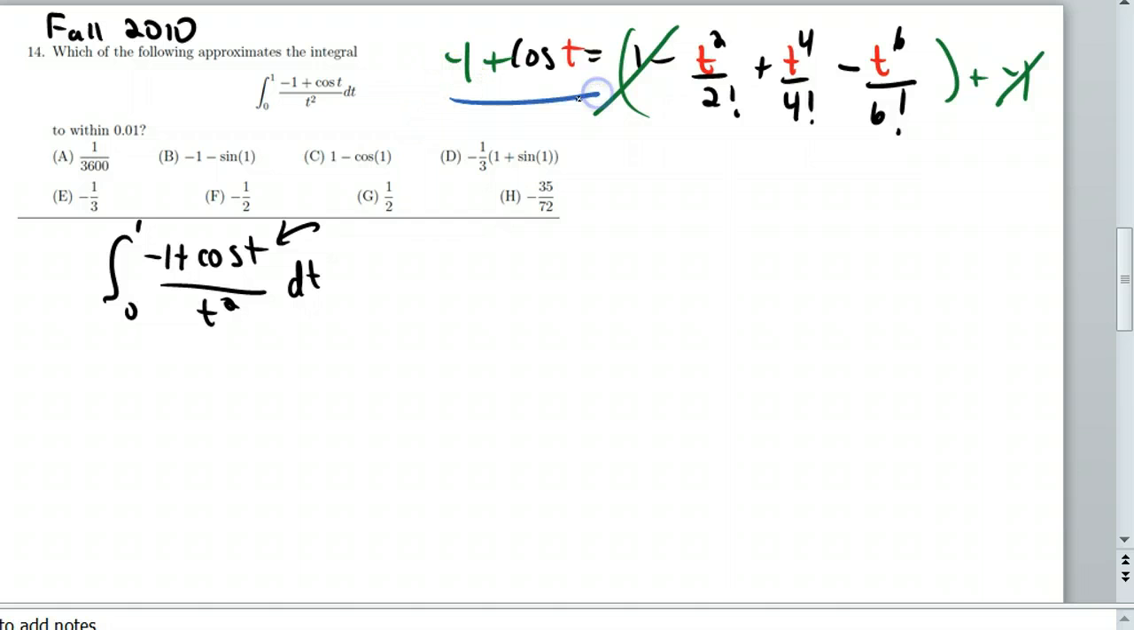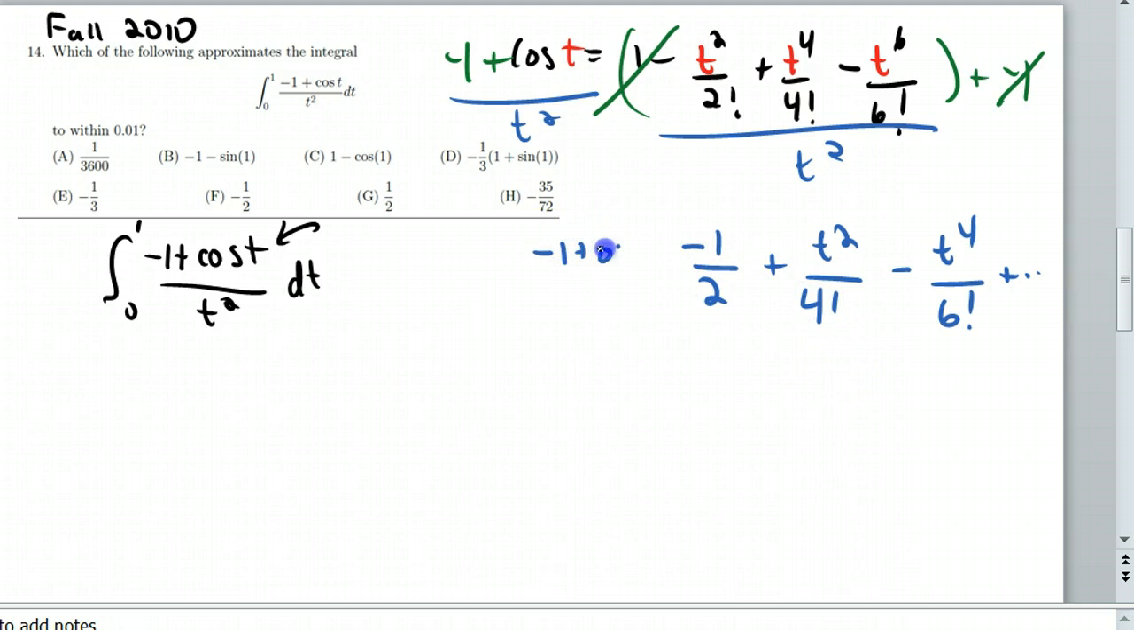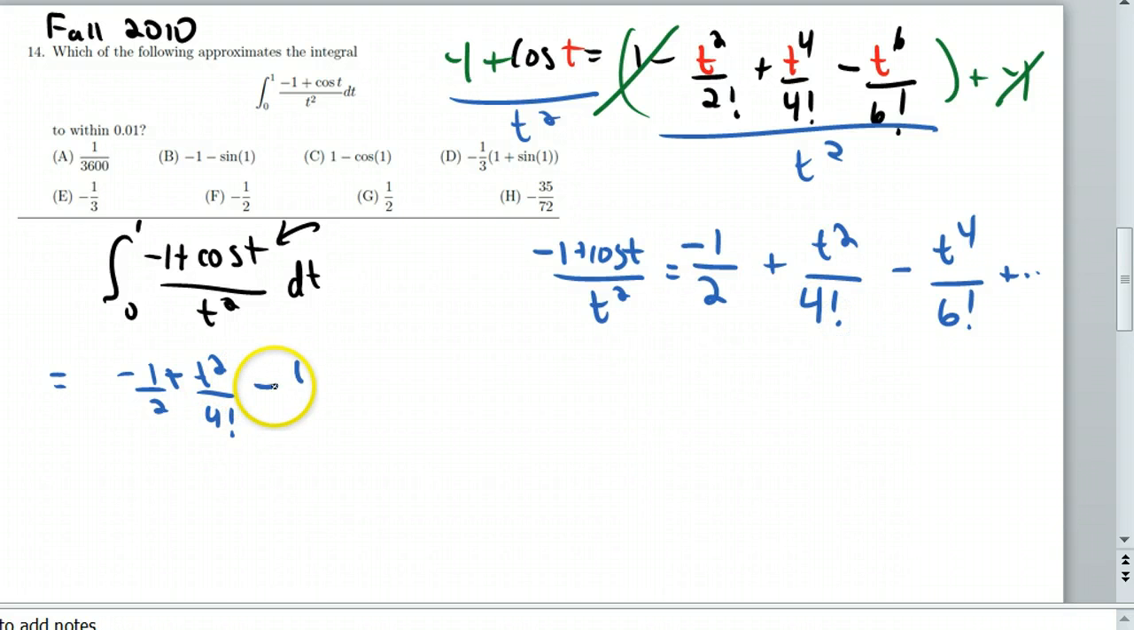So then when it's time to divide this whole thing by t squared, I can divide each individual term by t squared and have -1 over 2 plus t squared over 4 factorial minus t to the 4th over 6 factorial. And there's some more terms. That is going to replace our integrand, and we're going to integrate that from 0 to 1.